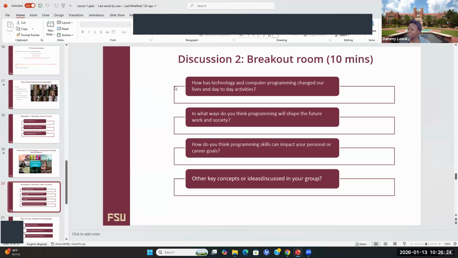So we're going to have the second breakout rooms to discuss these questions. How has technology from the video, can you hear me? Yeah, thank you. How has technology and computer programming changed our lives and day-to-day activities? In what way do you think programming will shape the future and society? You could say, with the advance of AI, a lot is happening around us. How do you think programming skills can impact your personal and career goals? What other key concepts or ideas do you want to discuss in your group?